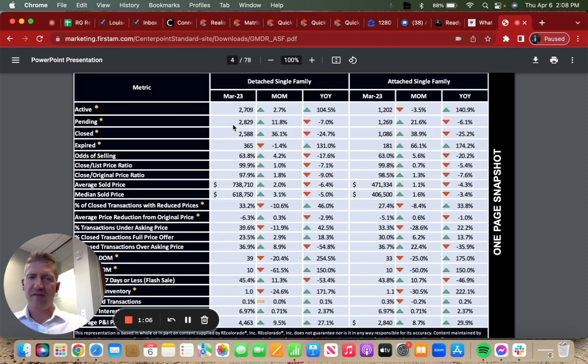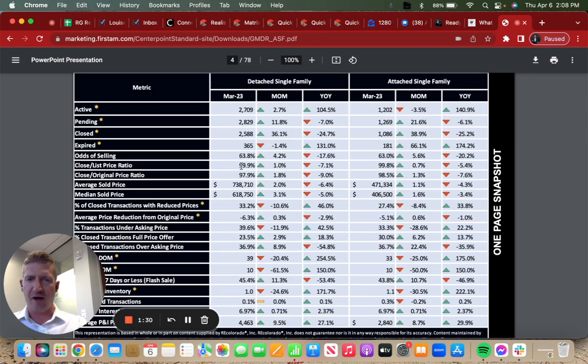Under contract, 2,829, represents a 12% increase from February, yet a 7% decrease from March of '22. Closed properties, you can see nearly 2,600, a huge increase of 36% compared to February, yet a sizable decrease of 25% compared to March of last year.